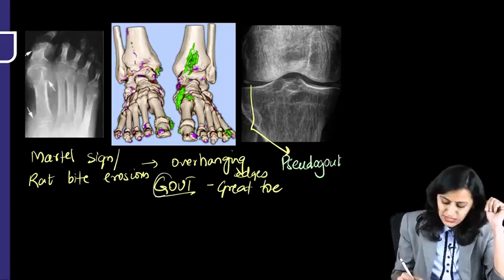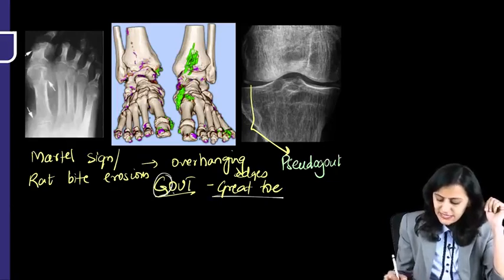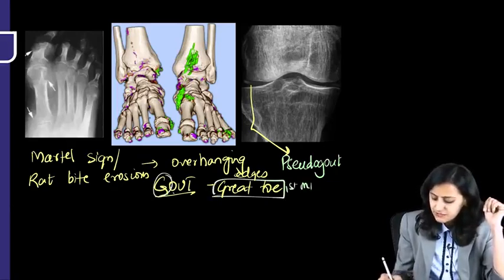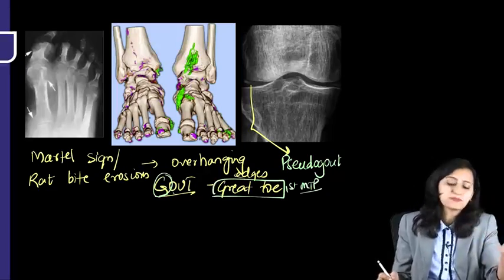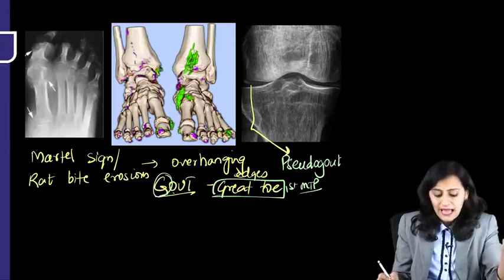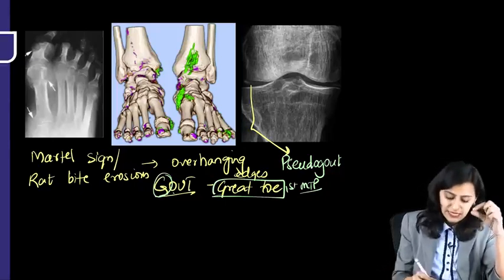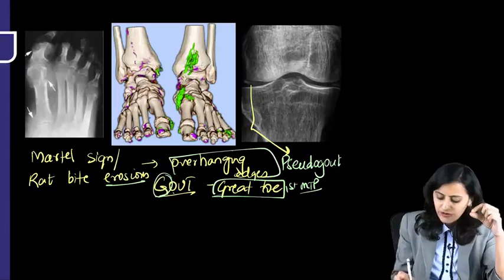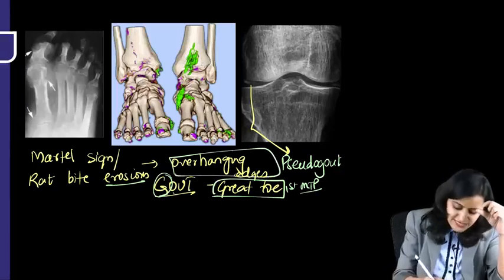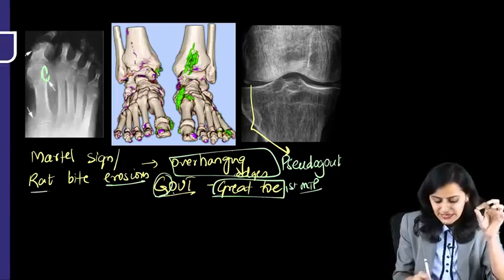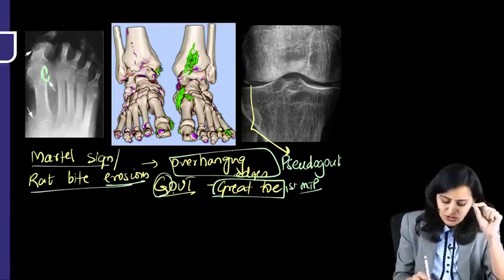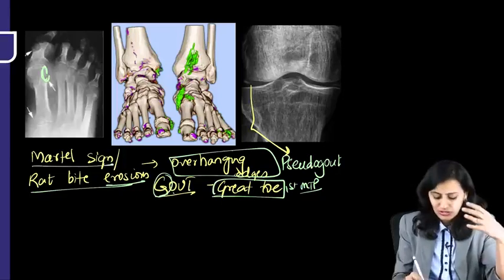Coming to gout. Gout is GTO, that is the great toe. The first metatarsophalangeal joint is the most commonly involved. There is a history of alcohol and aspirin intake. And in gout, we see erosions which have overhanging edges. These are called rat bite erosions, also called the Martel sign or the G sign.